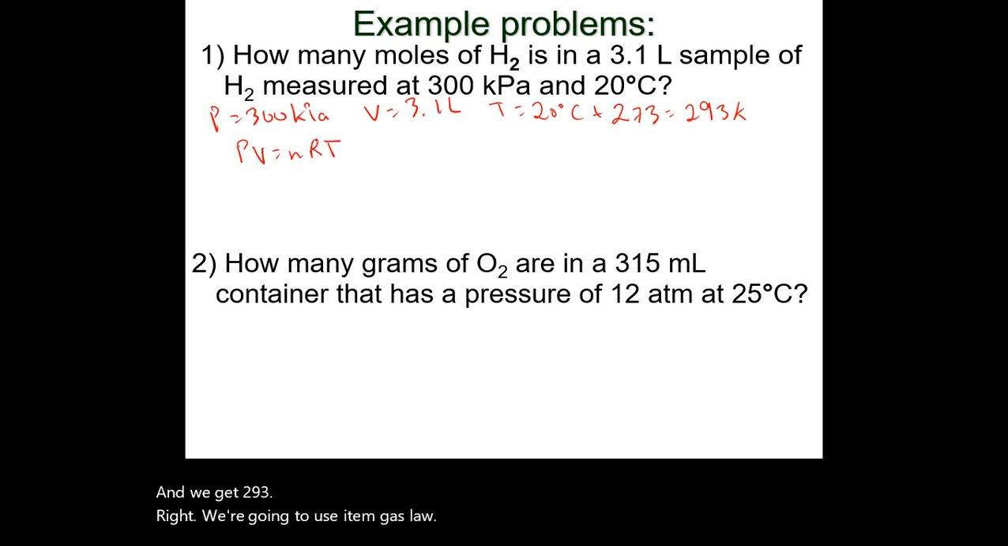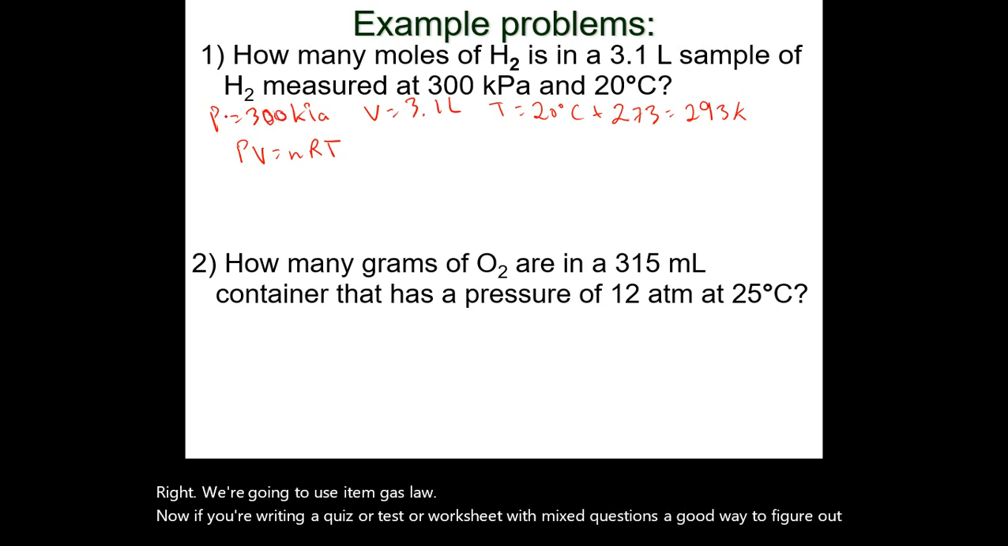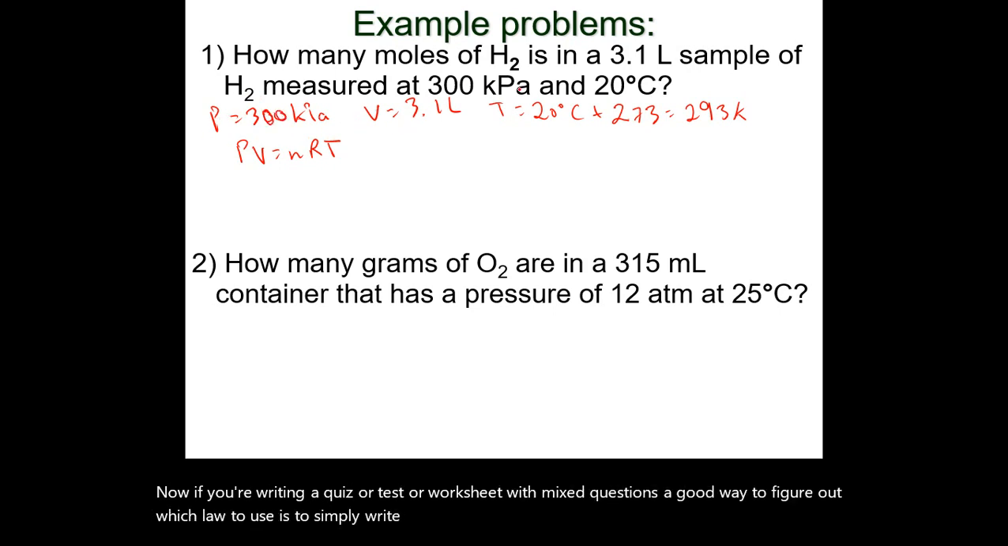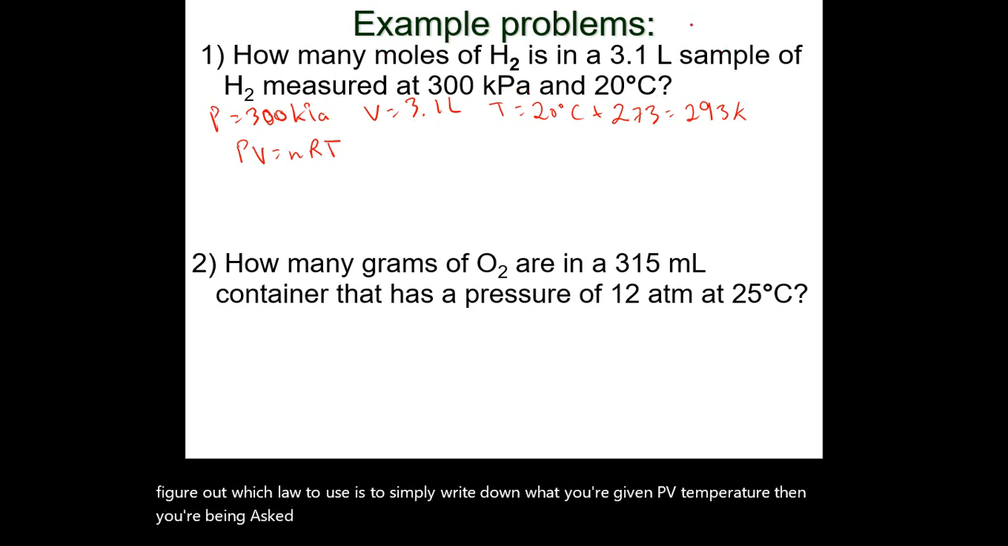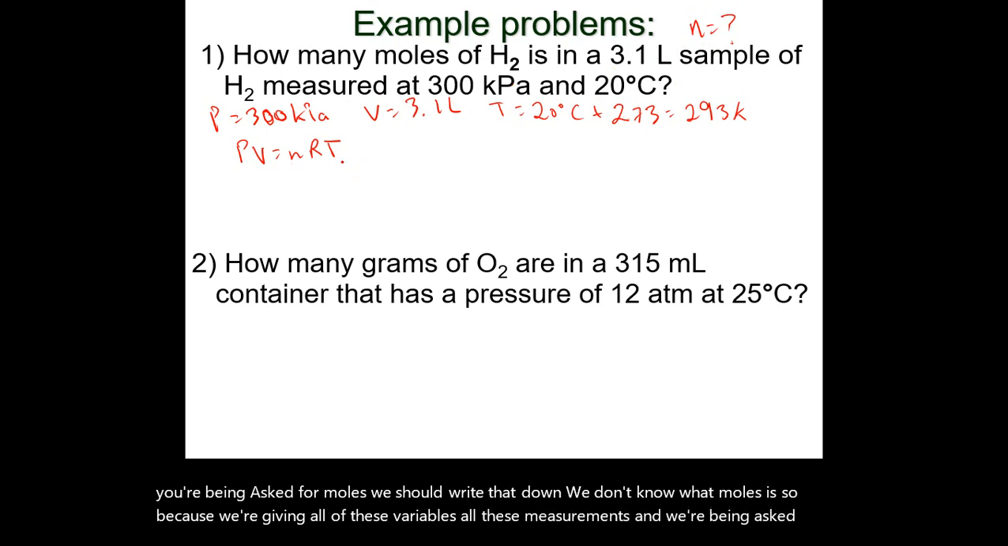If you're writing a quiz or a test or a worksheet with mixed questions, a good way to figure out which law to use is to simply write down what you're given. P, V, temperature, then you're being asked for moles. We should write that down. We don't know what moles is. So because you're given all of these variables, all of these measurements, and we're being asked for moles, it's indicating we're going to use the ideal gas law.